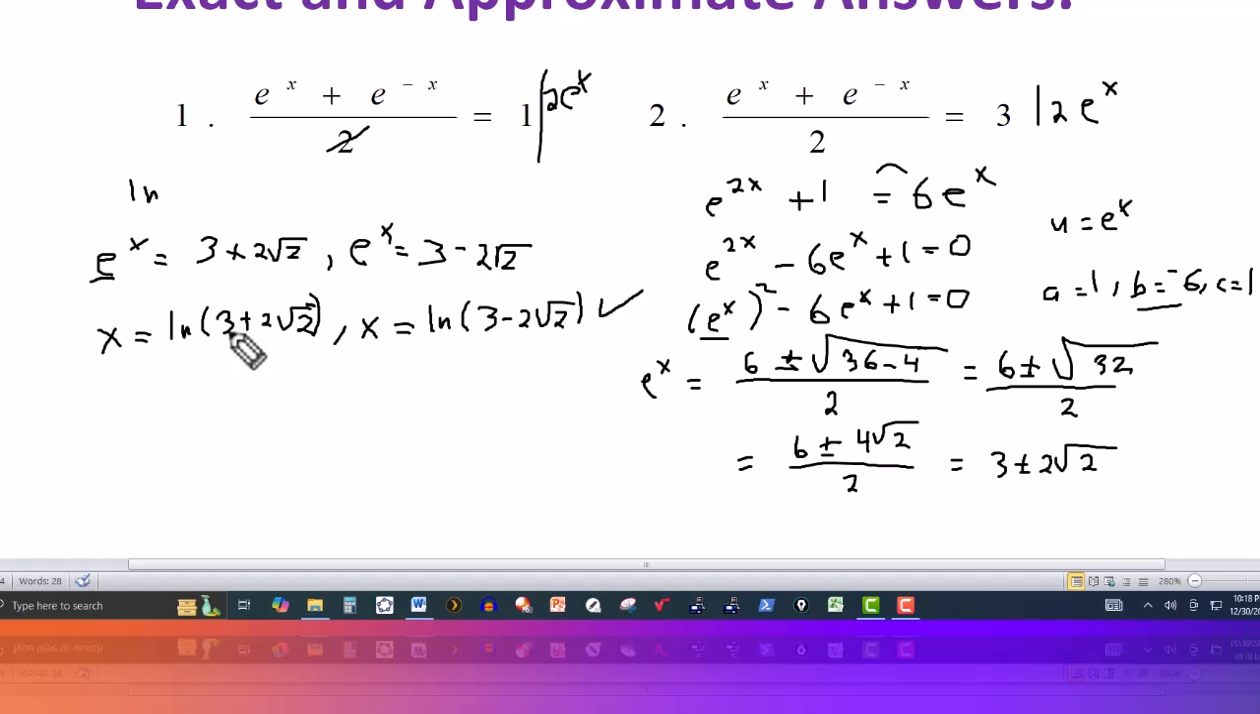And then you can use your calculator. Take the natural log of 3 plus 2 times the square root of 2, and this comes out to 1.763. Use your calculator again. The natural log of 3 minus 2 times the square root of 2 would give me negative 1.763. And there you have it: exact answers, and right below are the approximate answers to 3 decimal places.